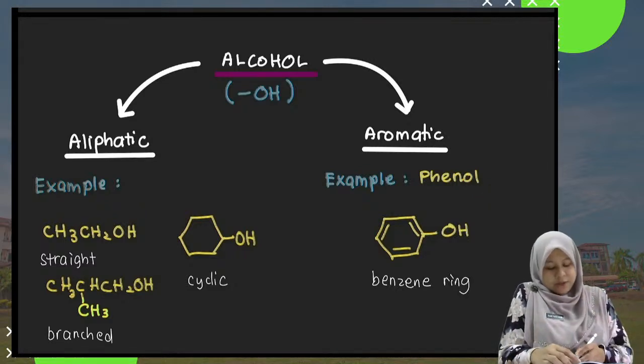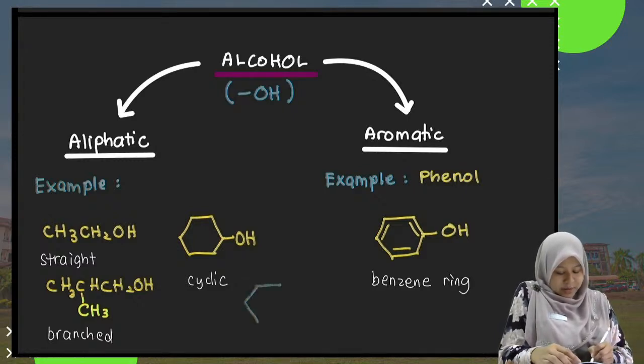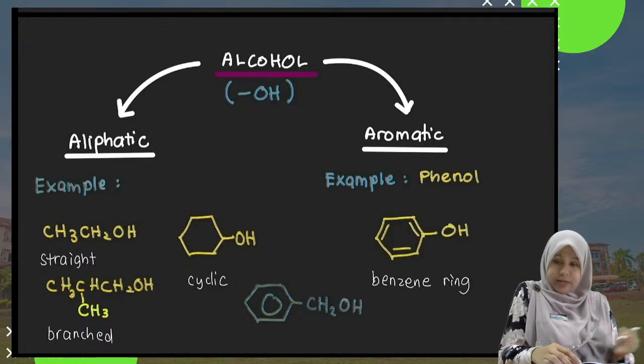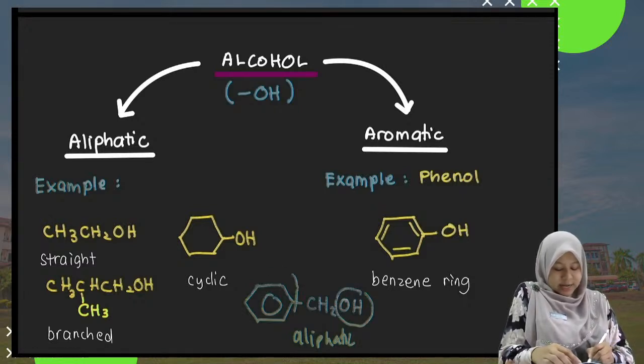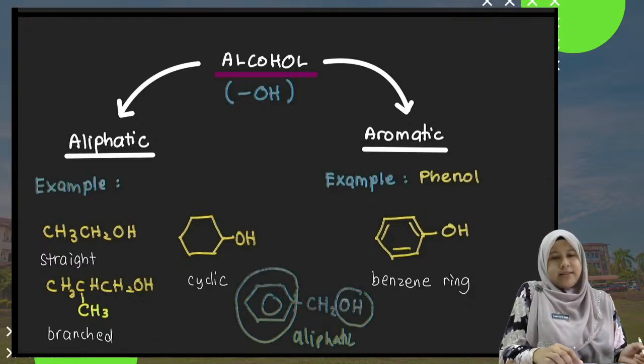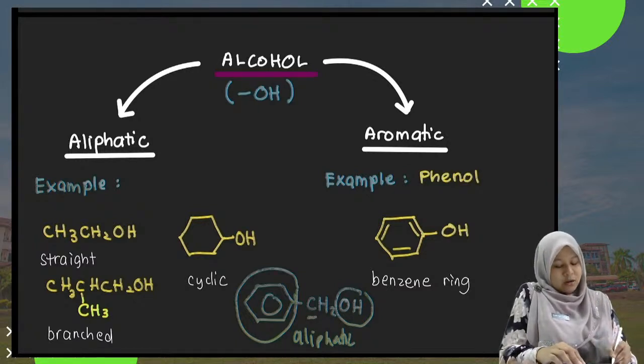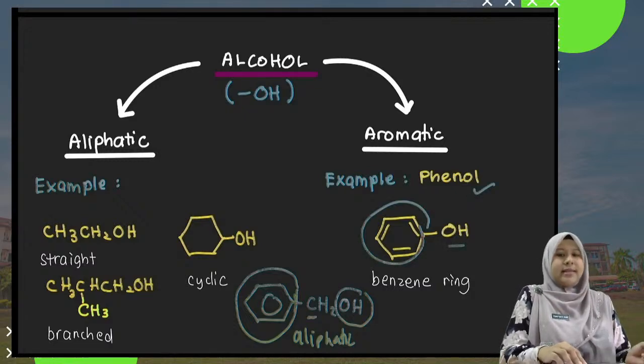If you have, for example, a benzene ring attached to CH2 and then the OH hydroxyl group, we call this an aliphatic alcohol. Why? Because the OH does not attach directly to the benzene ring. You have a carbon here, so we call it aliphatic alcohol. For aromatic alcohol, we have only phenol, which is OH directly attached to the benzene ring.